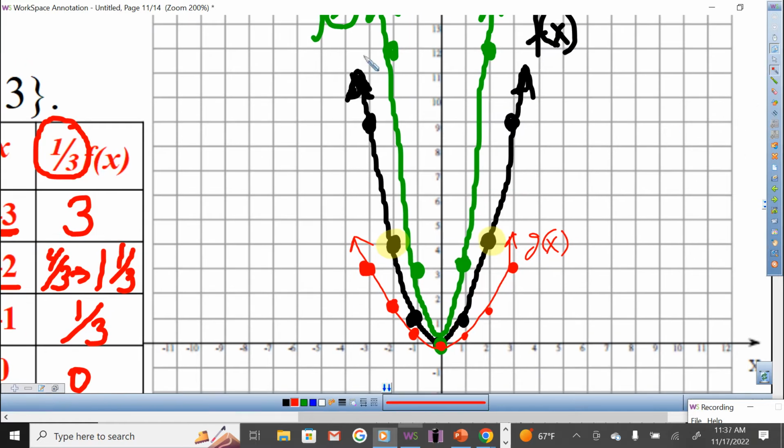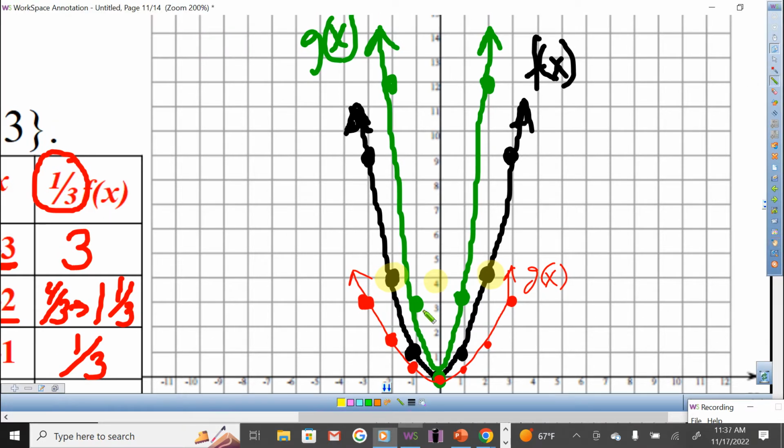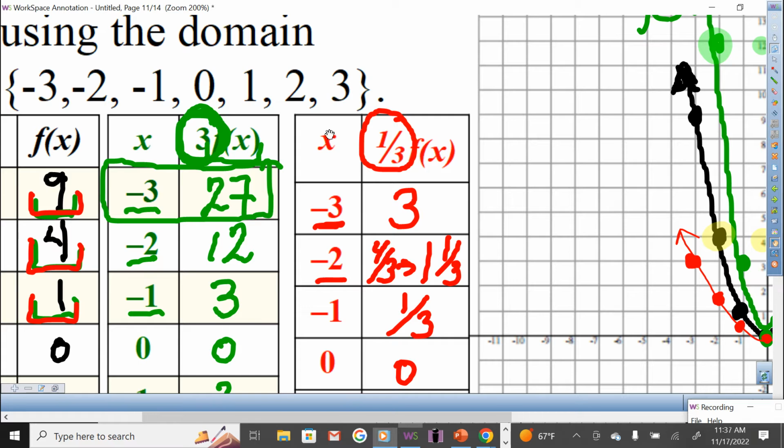I'm looking at the black graph. These 2 points, what is the y value? 4, okay? Those 2 points became these 2 points. What is the y value of those 2 points? 12, okay? So they were 4, and they became 12. Let's look at the green function.